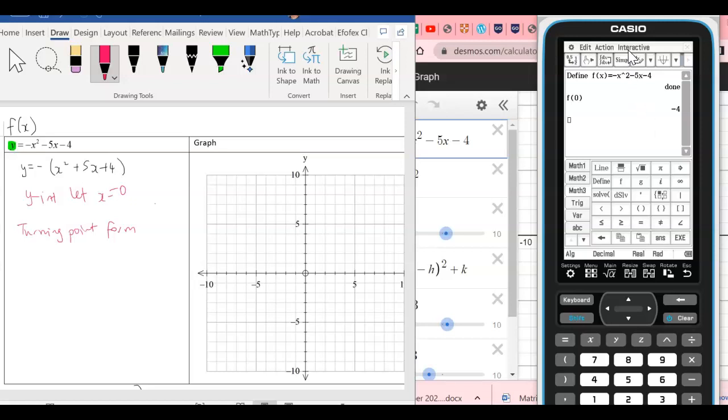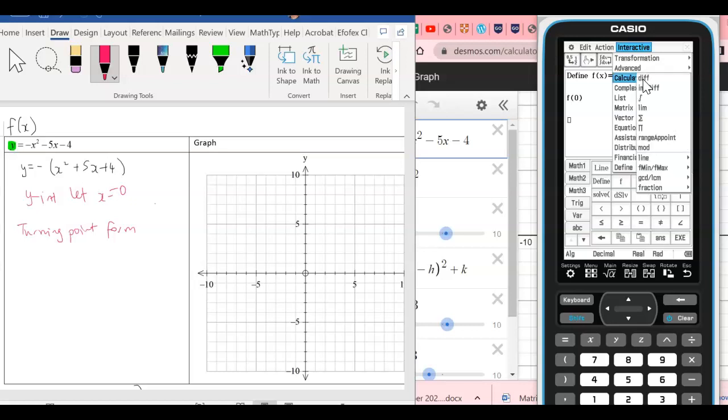So if you go to interactive, what am I going to? Calculation, and then F-min, F-max.